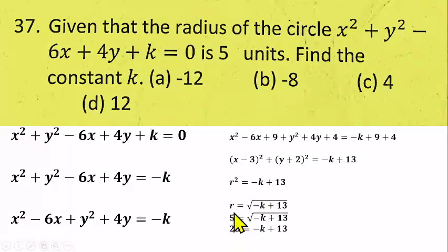Nevertheless, so square both sides, you have 25 equals minus k plus 13. So collect like terms, k will be 13 minus 25, and that will give us minus 12, which is option A for question number 37.